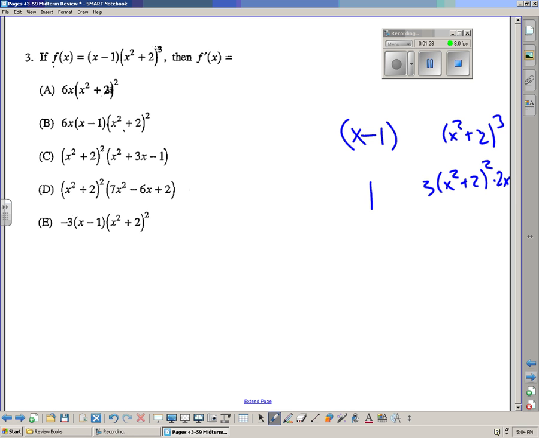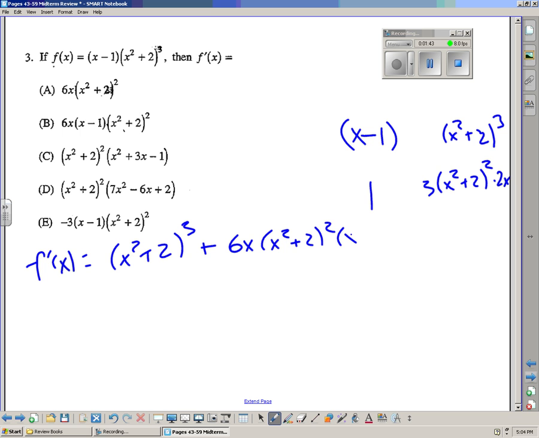So now, to form the derivative, we get f prime of x is equal to x squared plus 2 cubed plus 6x times x squared plus 2 squared times x minus 1. That is not the answer.